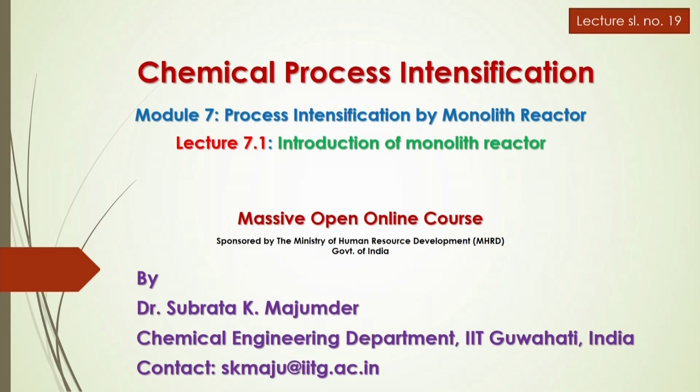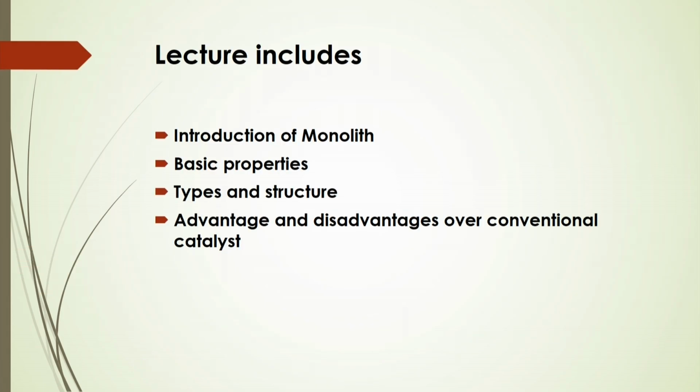In this module, module 7, we will discuss process intensification by monolith reactor. In this lecture we will discuss the monolithic reactor, its introduction, basic properties, type and structure, and the advantages and disadvantages of this monolith reactor over other conventional catalyst type reactors.